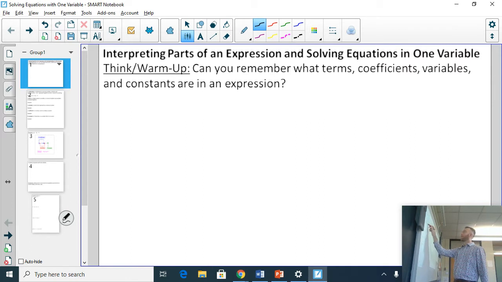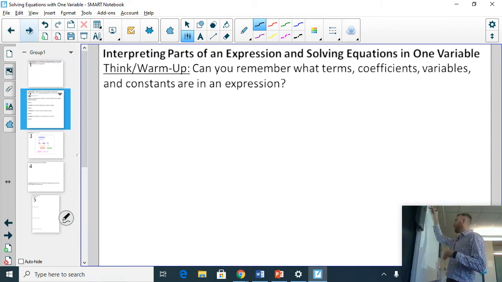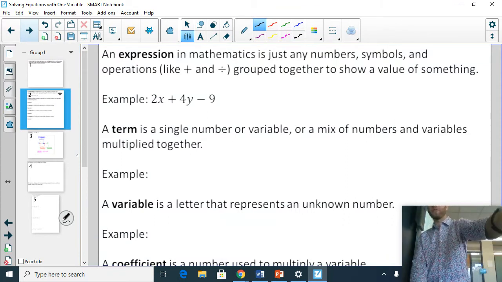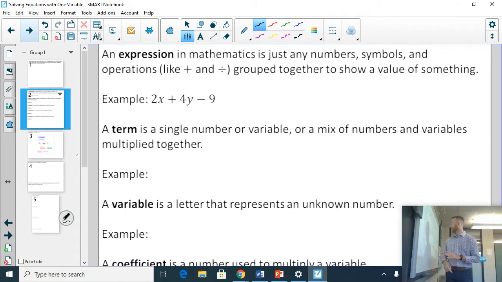But today we're going to be looking at interpreting parts of an expression and solving equations in one variable. So for a think warm up, I just have, can you remember what terms, coefficients, variables, and constants are in an expression? If you're watching this, maybe just pause real quick and try and remember because we're about to go over it. So first of all, I should ask, what is an expression? So an expression in mathematics is just any combination of numbers, symbols, operations, plus, minus, divide, multiply, grouped together to show a value of something.